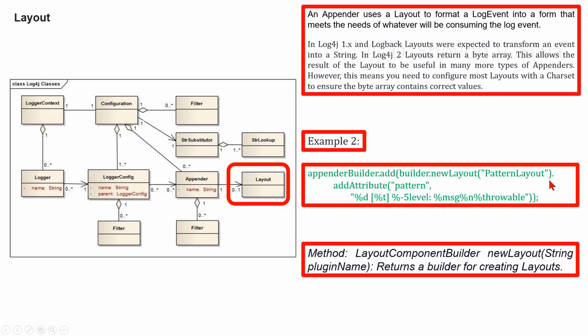This returns a builder for creating layouts, and the attribute key and value is here, and it is added to the appender builder.